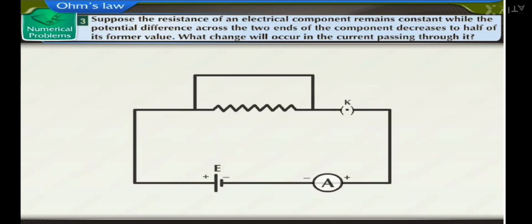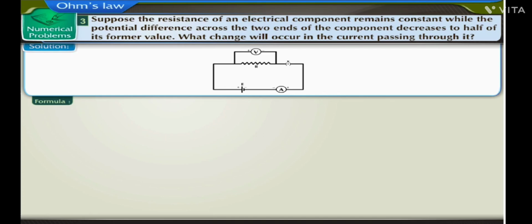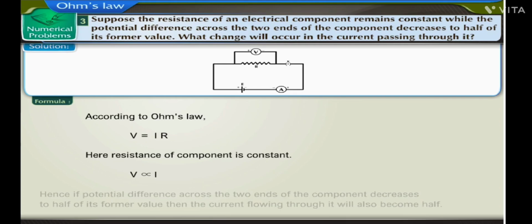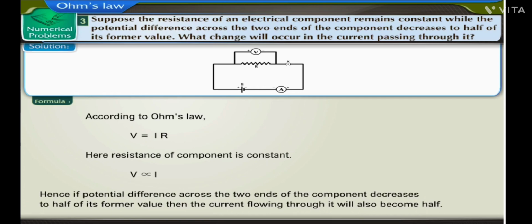3. Suppose the resistance of an electrical component remains constant while the potential difference across the two ends of the component decreases to half of its former value. What change will occur in the current passing through it? Solution. We know that according to Ohm's law, V is equal to I into R, where R is the constant of proportionality. Here, resistance of the component is constant. So we can write V is directly proportional to I. Hence, potential difference and current are directly proportional to each other. Now it is very clear that if potential difference across the two ends of the component decreases to half of its former value, then the current flowing through it will also become half.